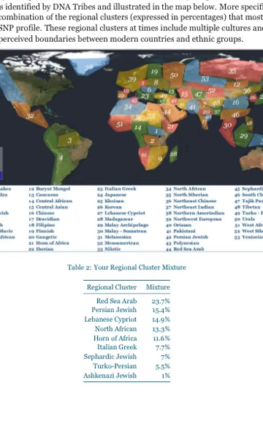I have another Coptic friend who had very similar results to me. We had different results in terms of what populations show up in our ancient history, but our cluster mixtures are pretty much the same.